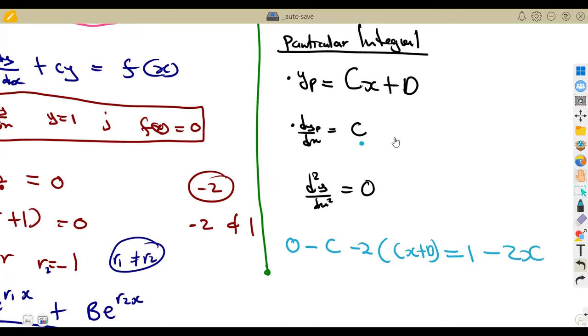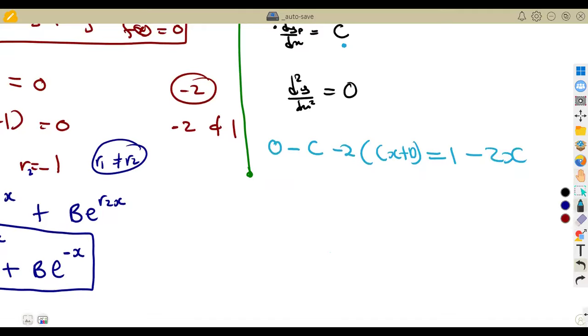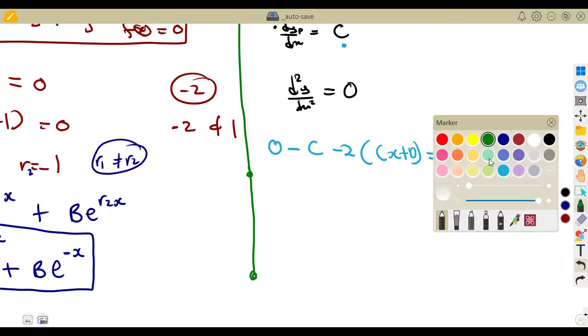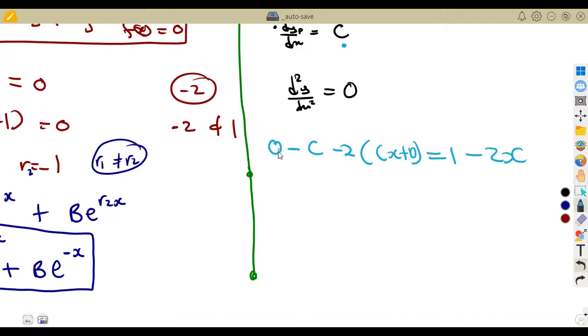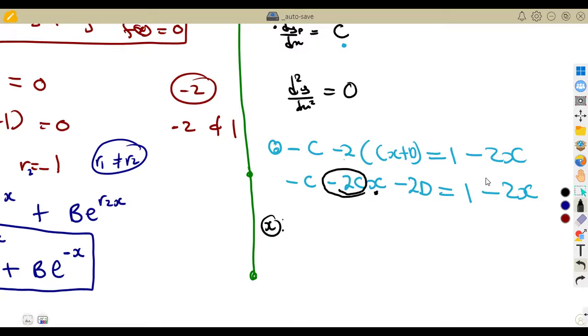We have formed an equation where we can solve for C and D because these two sides are equal. So we are going to equate the coefficients, all right? That's a 0 here. It's going to remain with minus C. Minus 2 times Cx is going to be minus 2Cx. Minus 2 times D will be minus 2D, equal to 1 minus 2x. So if we work with the coefficients of x, on the left-hand side we've got x here, so you equate the coefficients, all right? Here we've got x, we equate the coefficient of x.